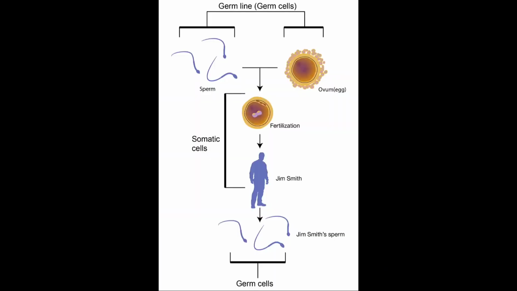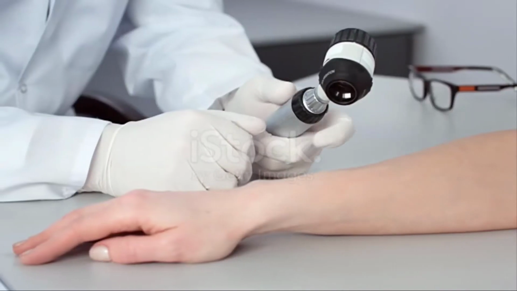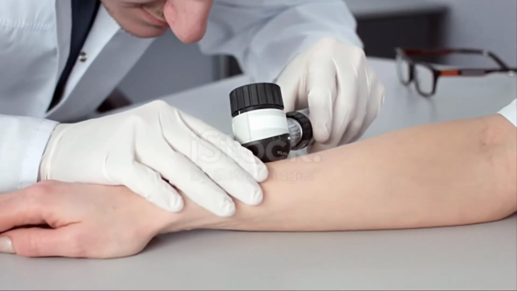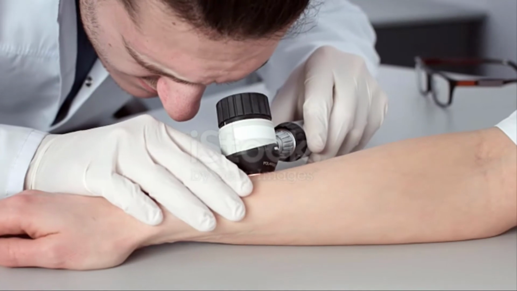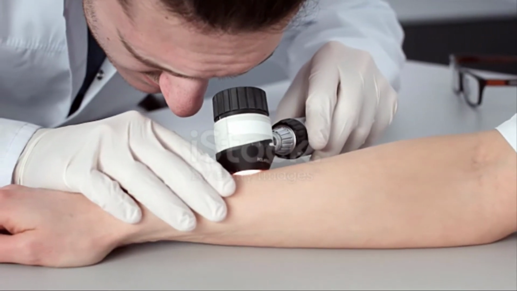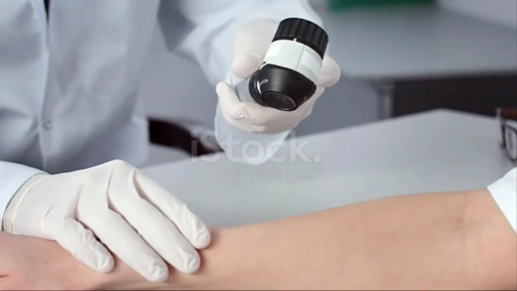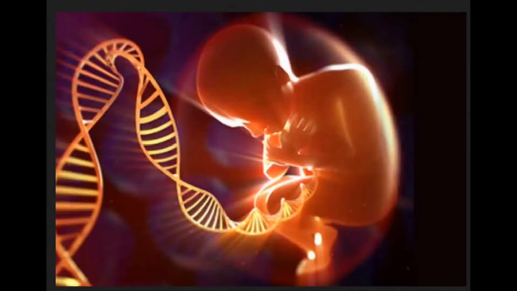Somatic cell mutations take place in an organism's body cells and can therefore affect the organism. For example, certain types of human skin cancer and leukemia result from somatic cell mutations. Somatic cell mutations cannot be inherited. Lethal mutations cause death, often before birth.